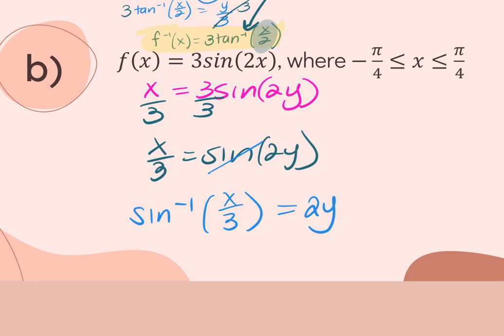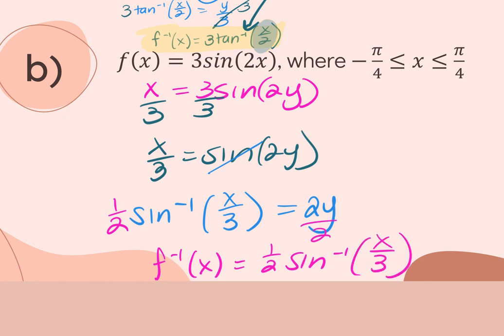And then divide by 2, which means multiply by a half. So f negative 1 of x equals 1/2 sine negative 1 of x over 3. You can't leave it divided by 2. It's not wrong, but there's a question on this on your AP Classroom, and it's multiple choice. So you'll see it. It will be written as the 1/2.